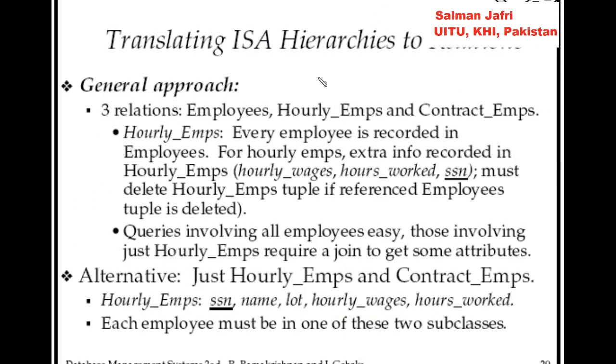So we can have a general approach towards translation of ISA hierarchies to relations. How can we translate an ISA hierarchy to relations? What is the general approach? Let's see. We could have 3 relations: employees, hourly employees, and contract employees. In hourly employees, every employee is recorded in employees. For hourly employees, extra info is recorded in hourly employees. And what is that extra information? Hourly_wages, hours_worked, and SSN. And we must delete hourly employees if the referenced employees tuple is deleted, of course.